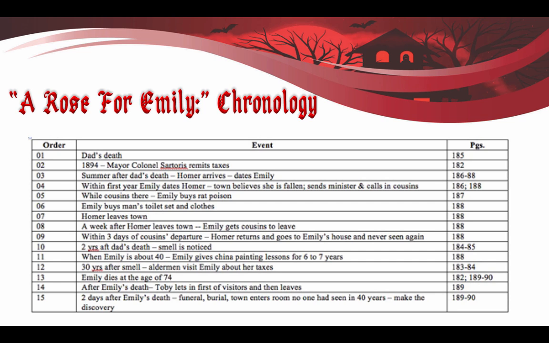We go from the first thing that happens, her father dies, and we learn about that on page 185, and then after that, Colonel Sartoris remits her taxes, because we know that he does that after her father dies. But that's discussed on page 182. And the entire story goes on that way. And even though there are so many events that are discussed on page 188, they aren't necessarily discussed in the order that they actually took place.